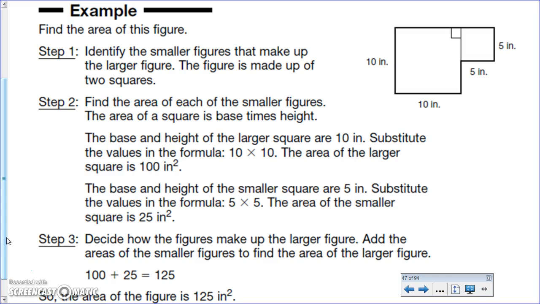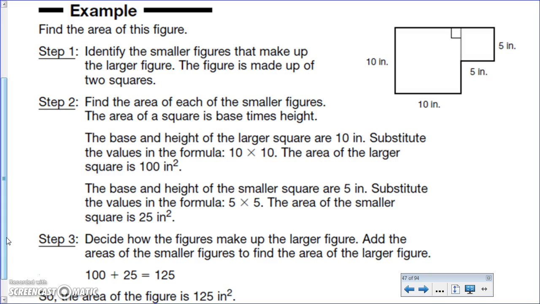Step 2, find the area of each of the smaller figures. We know the area of a square is the base times the height. The base and the height of the larger square are 10 inches. Substitute the values into the formula, so 10 times 10. The area of the larger square is 100 inches squared. The base and height of the smaller square are 5 inches. So again, substitute the values into our formula, base times height equals area. 5 times 5, so the area of the smaller square is 25 inches squared.